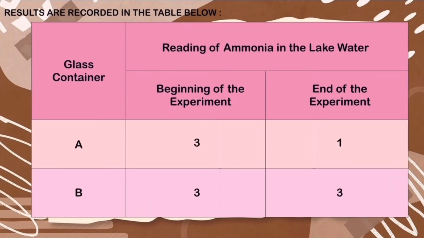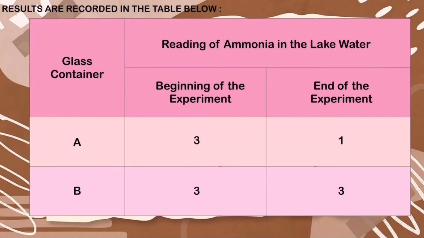Next, record the results. From the table, we can see that the reading of ammonia in the lake water in glass container A at the beginning of the experiment is 3, while at the end of the experiment, the reading of ammonia reduced to 1. For glass container B, the reading of ammonia in the lake water at the beginning of the experiment is 3 and it remains the same until the end of the experiment.